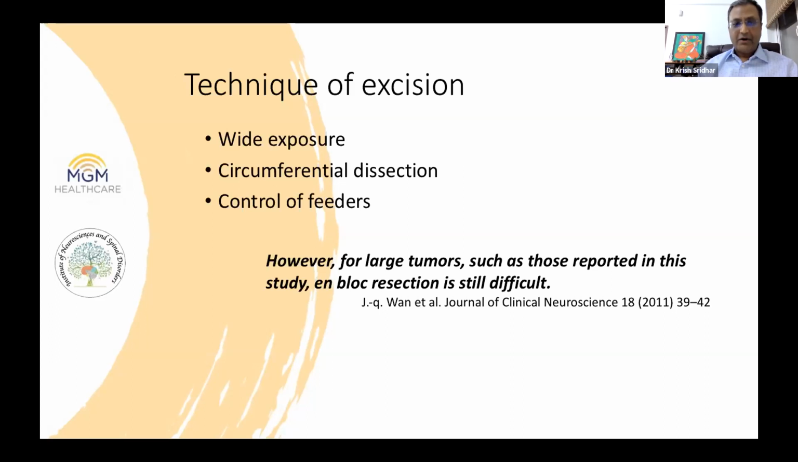Now, however, all that said and done, we still have a problem when large hemangioblastomas are encountered, because en bloc and circumferential dissection still can be a problem.